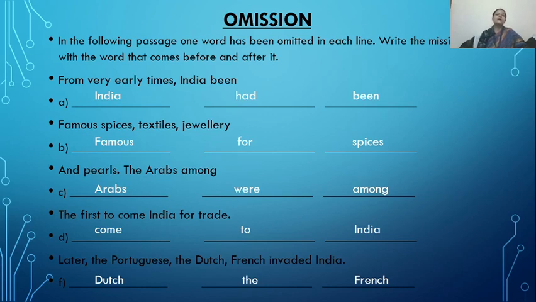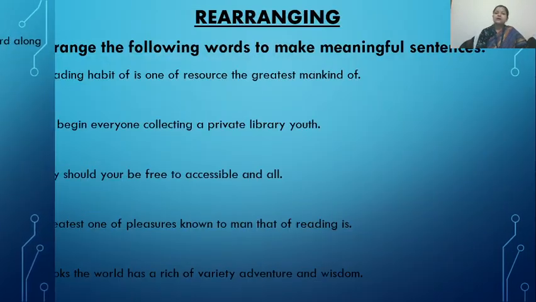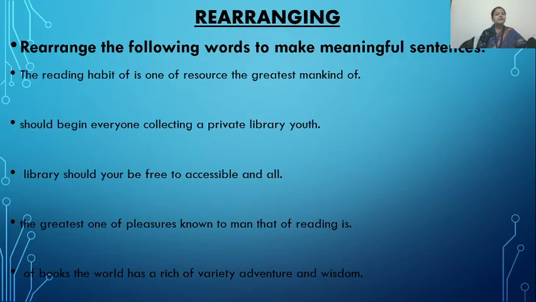Now, let's move toward the next topic, and that is rearranging. Children, you have done this even before also, rearranging or jumbling up the words. Now the jumbled words are given to you and you are asked to rearrange them to form meaningful sentences. Many a time we have solved such kinds of exercises, and the same thing we are going to do today. We have to rearrange the following words to make meaningful sentences.